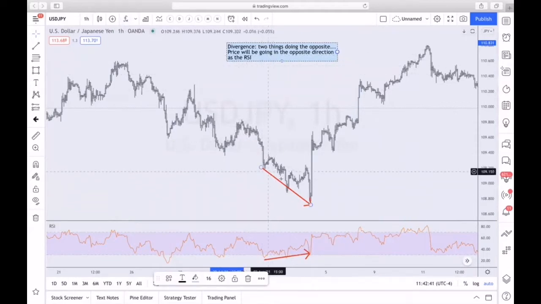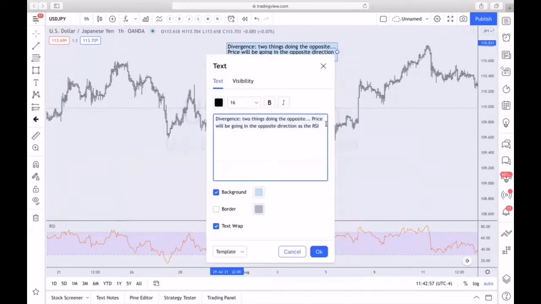So again, it's 2 things doing the opposite. So this price is going down right here. The RSI is going up. And what this indicates is that a reversal is coming. So you have 2 things doing the opposite. Price will be going in the opposite direction of the RSI. And it indicates a reversal.